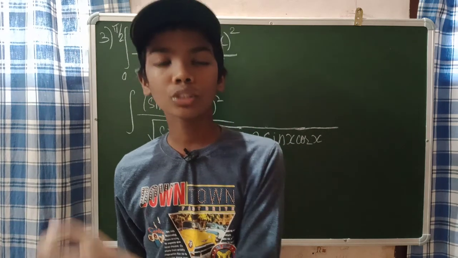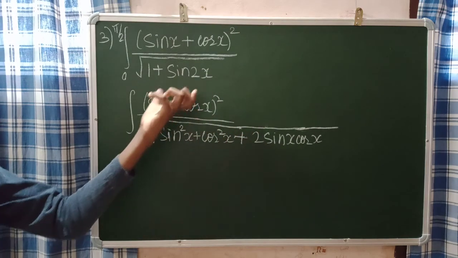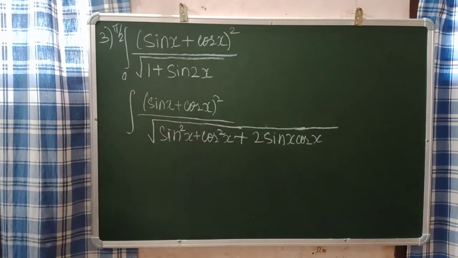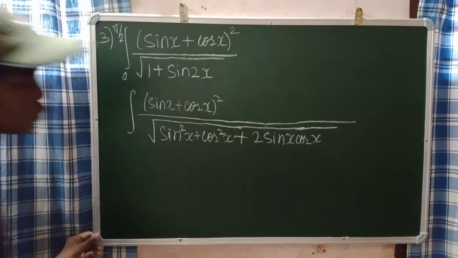Cos 2 theta is equal to cos square theta minus sin square theta. You guys know that, right? So that's what I am using. So sin 2x is equal to 2 sin x cos x. Now, what is the reason we are writing all those formulas?